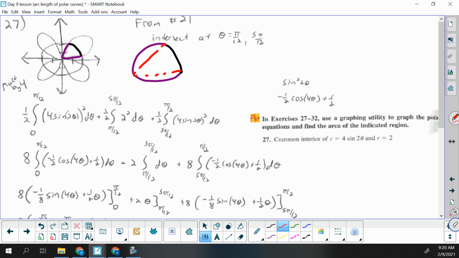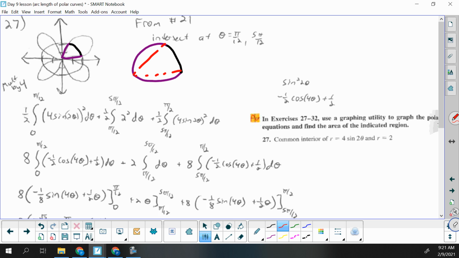So we had 3 separate sections we had to look at. Our purple one was the 4 sine 2 theta. We needed that from 0 to our first intersection. Then from the first intersection to the second intersection, it would be the black function, the 2. And then from the second intersection all the way to pi over 2, when it comes back to the pole, we would need the 4 sine 2 theta again.